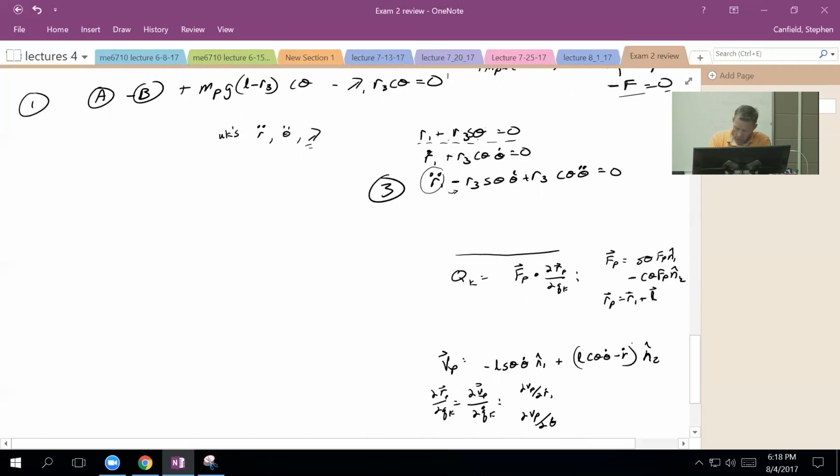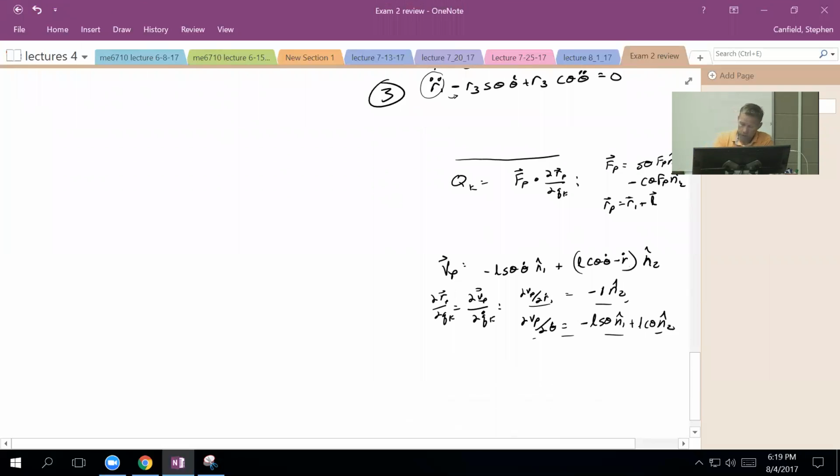Partial with respect to R dot, you can see, is right here. We'll get this negative 1 in the N2. Partial with respect to theta dot will give us a negative L sine theta in the N1 plus L cos theta in the N2. We'll dot each of these with the forces in turn.